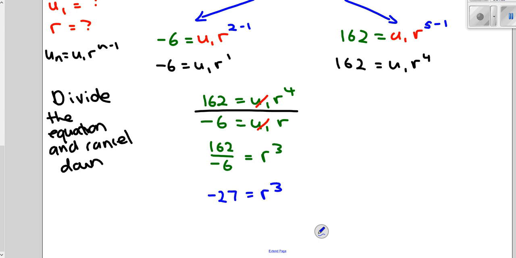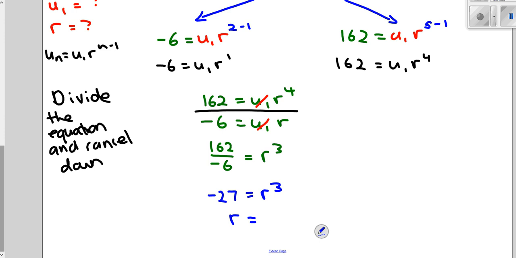How do we solve for r now? But can we do it there, because you can't have the cube root of a negative number? Actually, that's a very good point. You can have a cube root of a negative number. You can't have the square root, but you can have the cube root, so it's just negative 3. Does that make sense? Negative 3 cubed is negative 3 times negative 3, which is 9. And 9 times negative 3 is negative 27, yep.